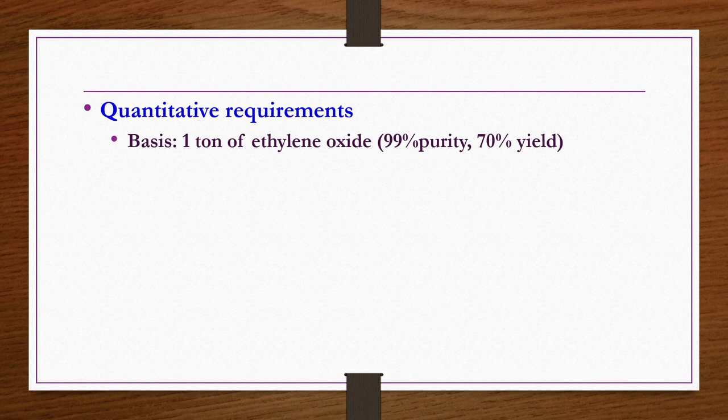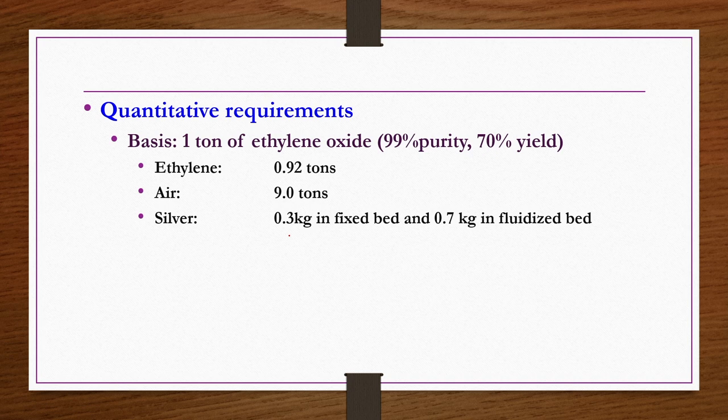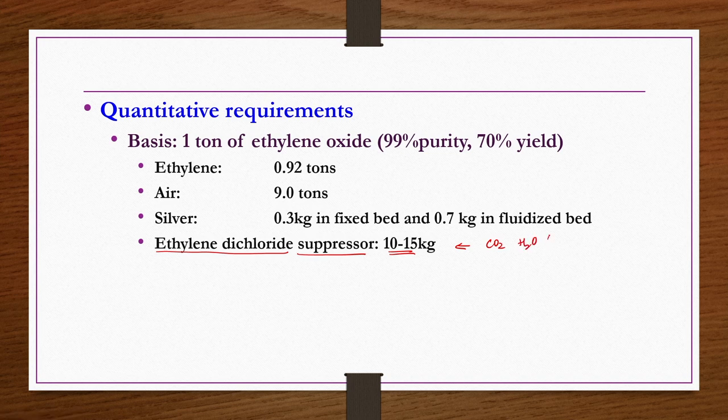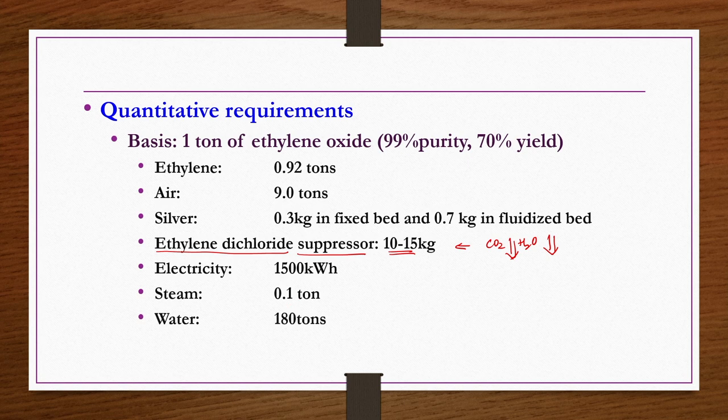Quantitative requirements: basis 1 ton of ethylene oxide of 99 purity at 70% yield. Ethylene 0.92 tons you require, air 9 tons, silver 0.3 kg in fixed bed and 0.7 kg in fluidized bed. In addition to this, ethylene dichloride EDC suppressors are also used, 10 to 15 kgs. Why is it required? In the process, CO2 and H2O vapors are forming, and to reduce their formation, ethylene dichloride suppressors are in general used. Electricity 1500 kilowatt hour, steam 0.1 tons, water 180 tons, plant capacity is usually 30 to 300 tons per day.